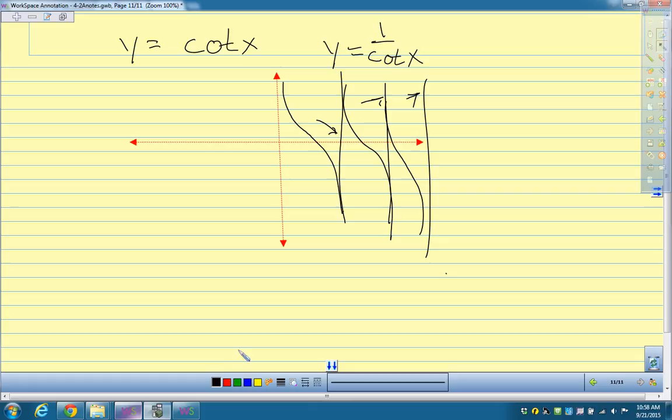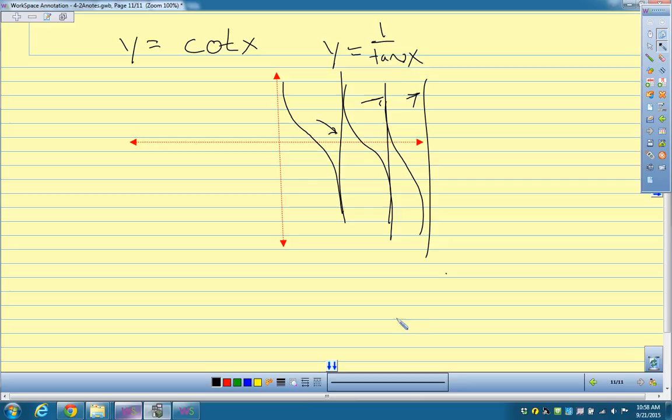Yes? Great. The y equals 1 over x, should it be t? Oh! Yes, it should be t. I'm sorry. Yeah, cotangent is 1 over tangent of x.